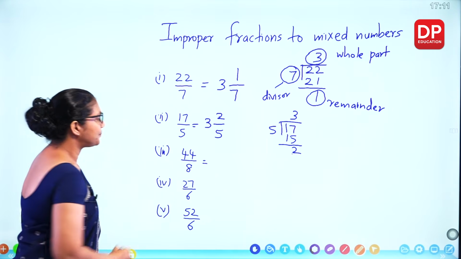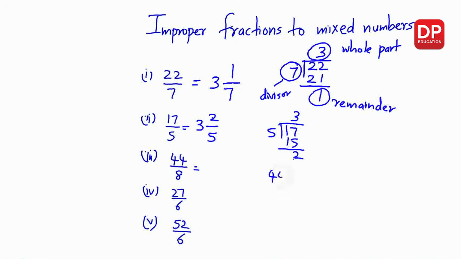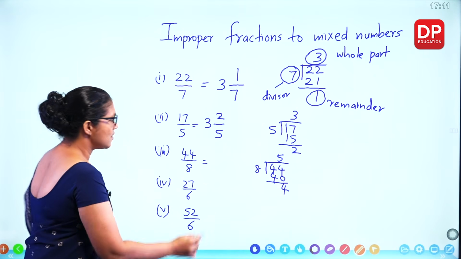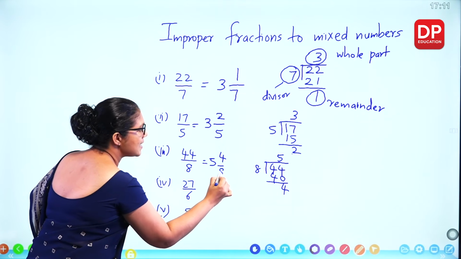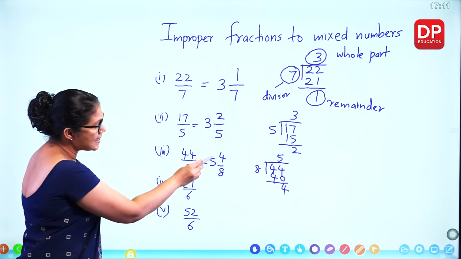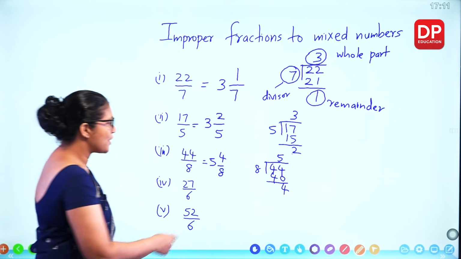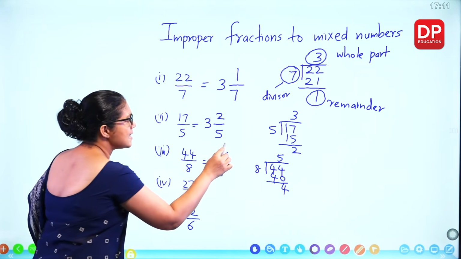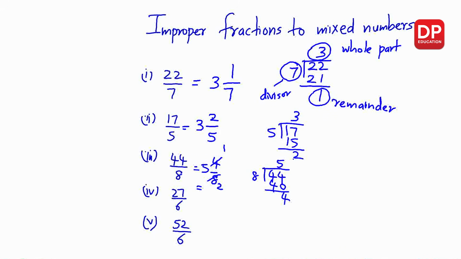We'll take another one. 44 divided by 8. You can do long division again. 8 times 5, 40. 4 remaining. So how can we write? 5, 4 over 8. Here we can simplify further. Can you see 4 and 8? 4 is common to both. So I can simplify this as 4 times 1, 4 times 2. So what's the final answer? 5 and a half.